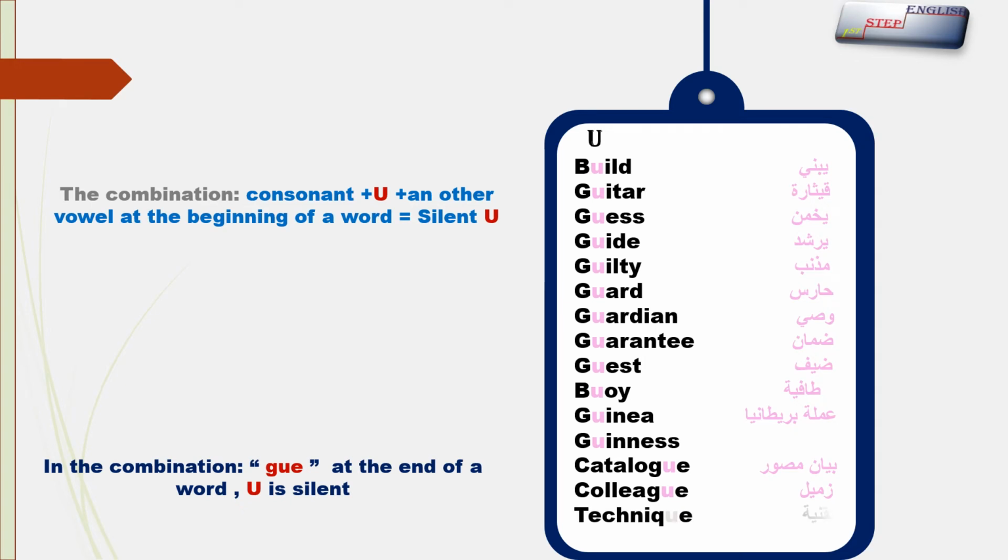Same thing happens with the letter Q. If it's followed by U and E, the U becomes silent and the whole combination Q-U-E turns into a K sound like in technique and plaque.